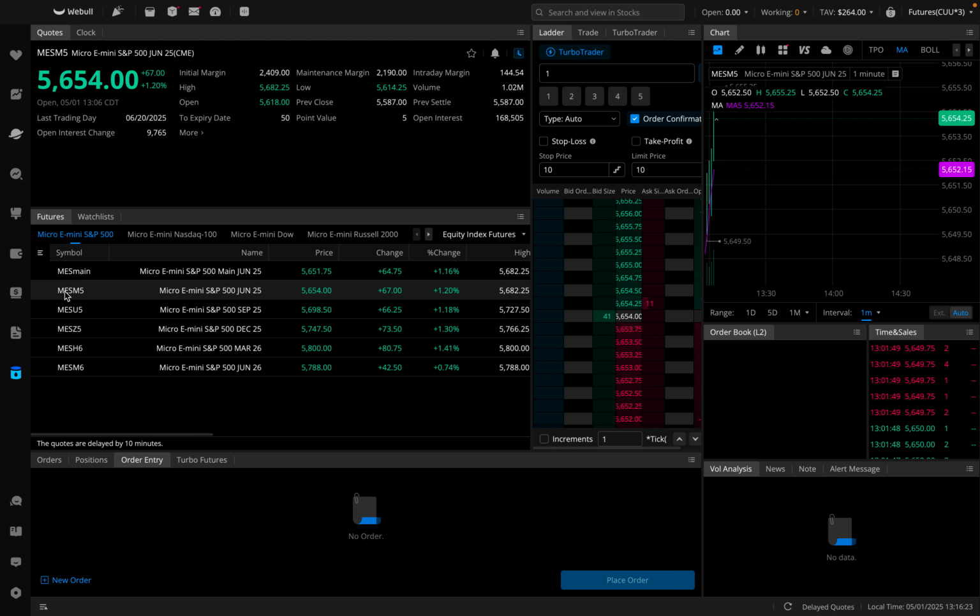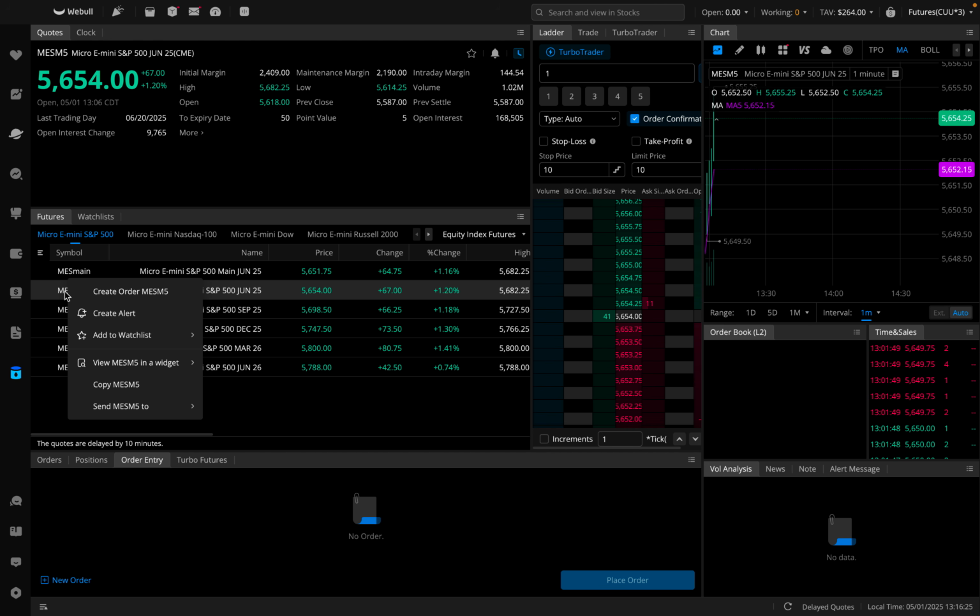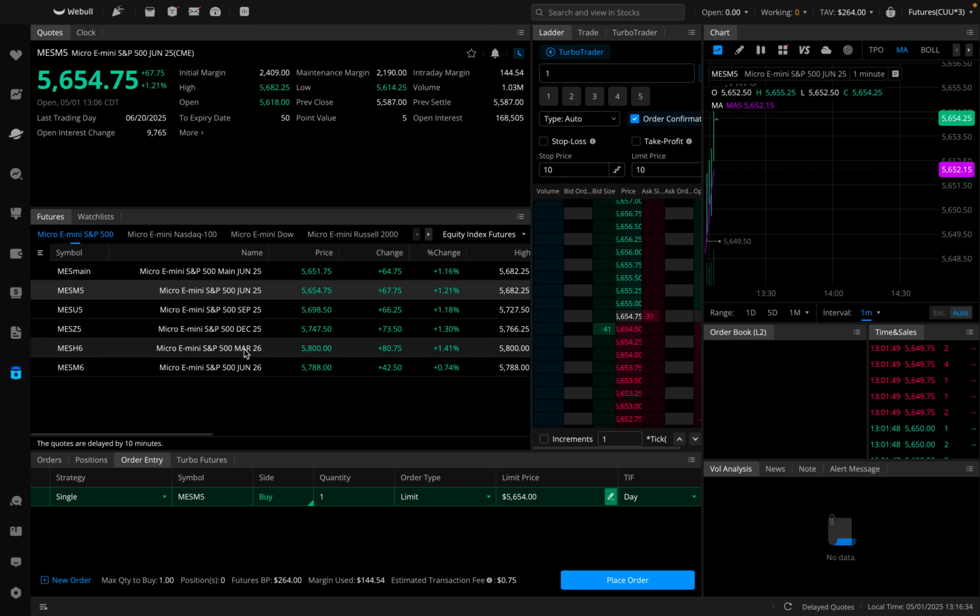So what we need to do then is right click. And notice from here, there's multiple different things you can do. But the first one's going to say create order. So we can click on create order. And then at the bottom here, notice that there's this order entry section. So from here, we can create an order. So let's look at all the different things here.